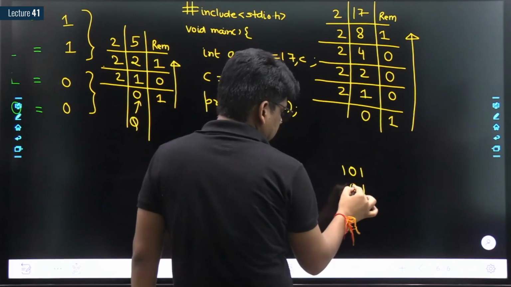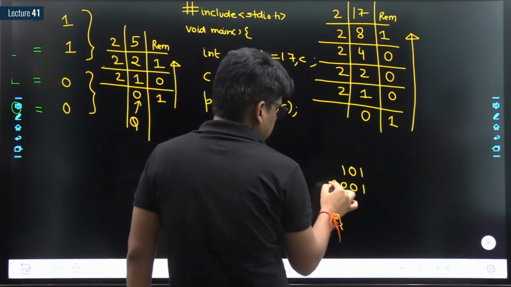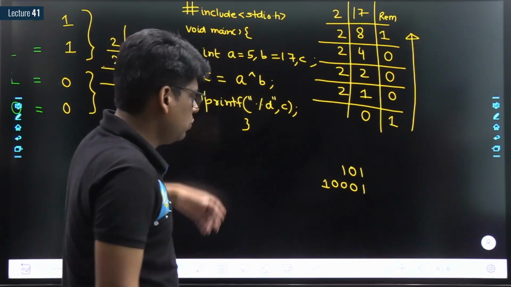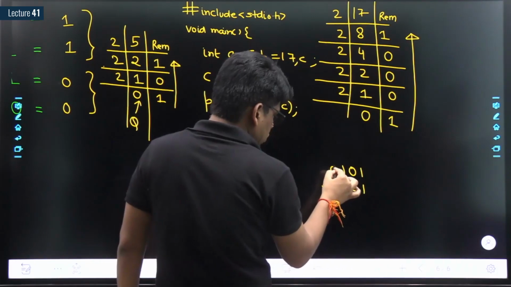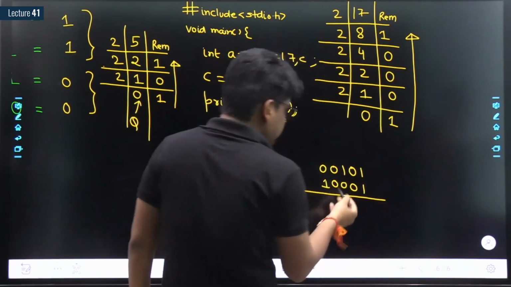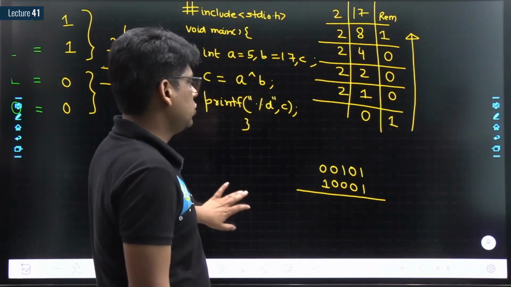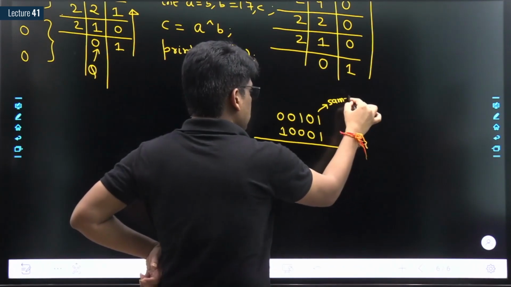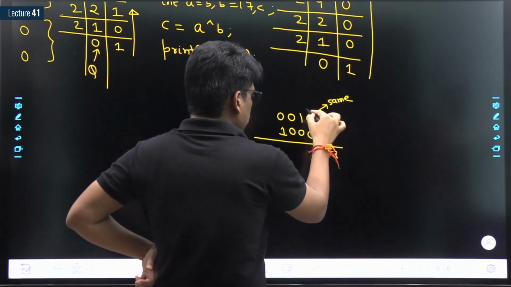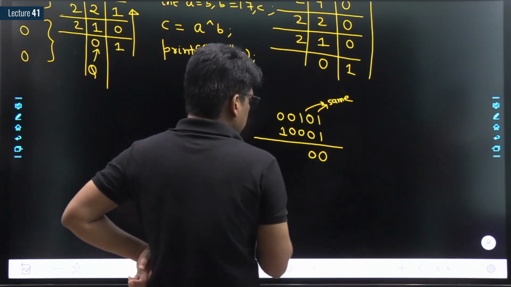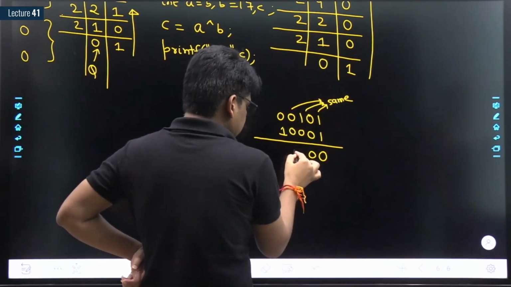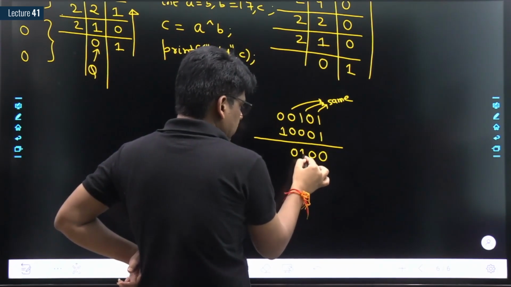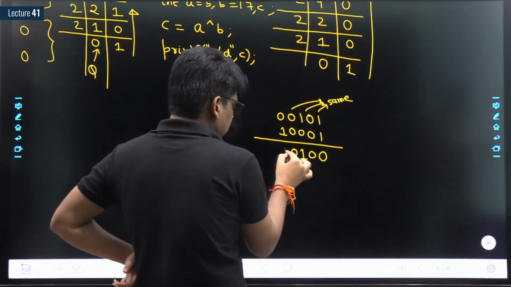I am writing it this way. Do I need to write all 16 bits? No, sir. Two bits are missing here, so 0 and 0. Let us perform the bitwise XOR. Both bits are the same, so the result will be 0. Both bits are the same, the result will be 0. Both bits are the same, the result will be 0. But both bits are different, so the result will be 1. Both bits are different, the result will be 1.